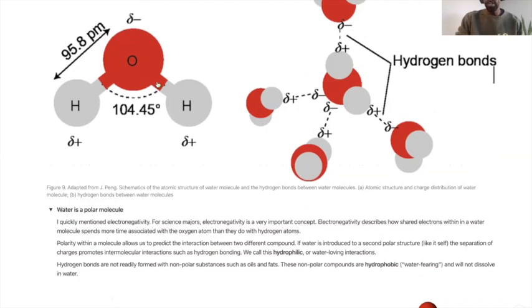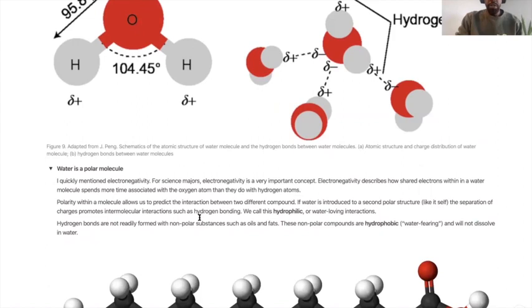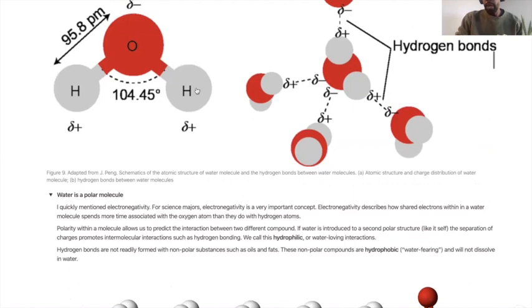So just envision, if you have two electrons between the oxygen and the hydrogen, if the two electrons are closer to the oxygen and electrons are negatively charged, then that means that the oxygen is going to have more of a negative charge than the hydrogen, which gives us the partial negative and the partial positive between the two. So polarity within a molecule allows us to predict interactions between two different compounds. If water is introduced to a second polar, so polar because you have this pole, negative, positive.